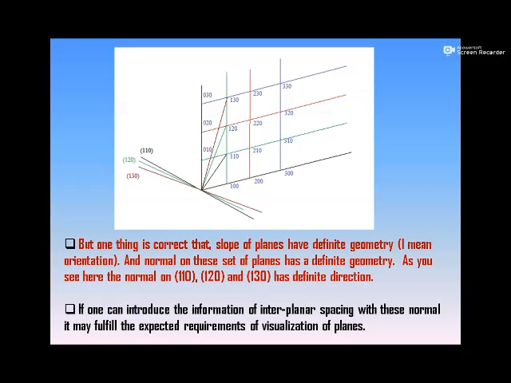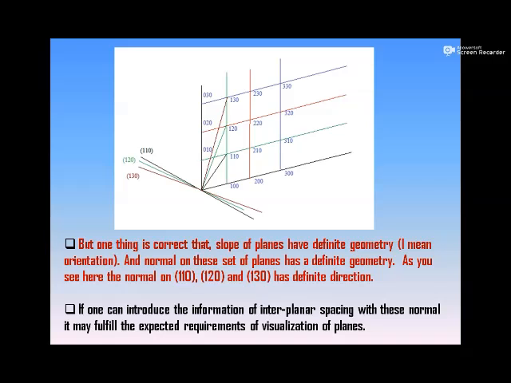So you have to give a definite set of planes, and you choose the normals on that particular set of planes, and you introduce the information of interplanar spacing in that particular normal, that can provide a much better understanding of this crystal diffraction. So as you see here in this picture, the normal of 110 is this, the normal of 120 is this, and the normal of 130 is this, each with a definite direction. So if you replace those planes with these normals, it can preserve the geometry of this whole crystal. But where lies the problem?